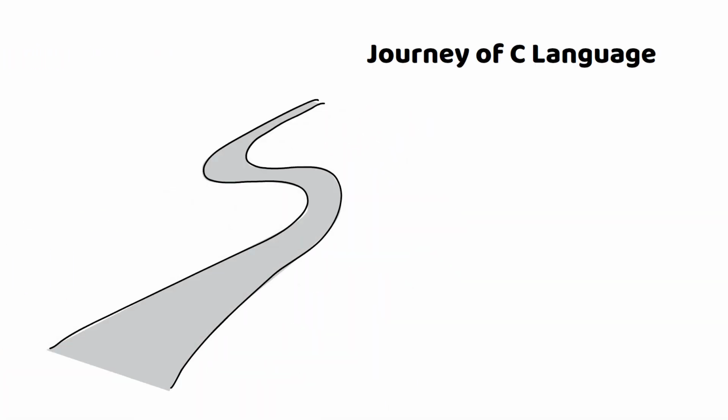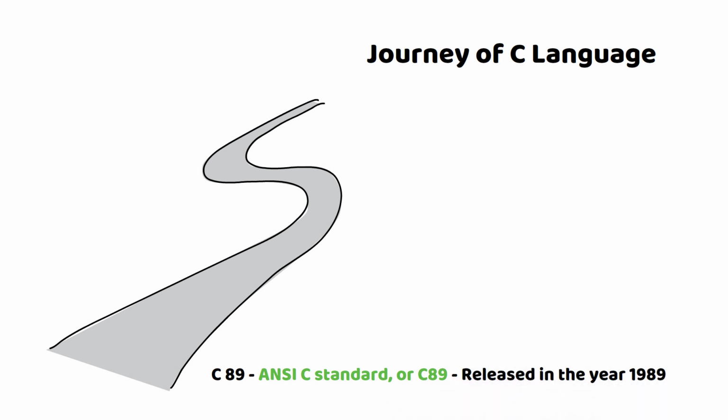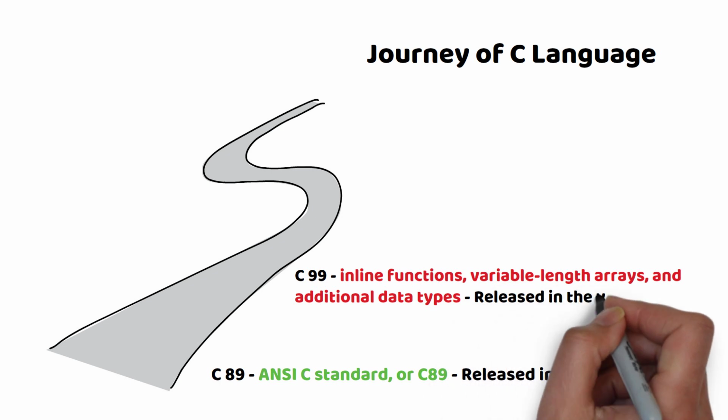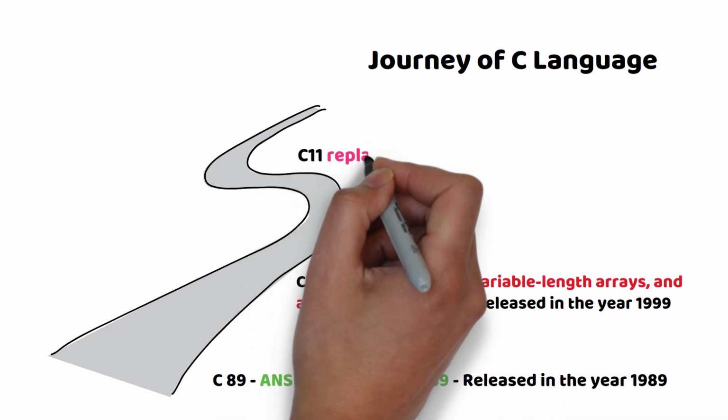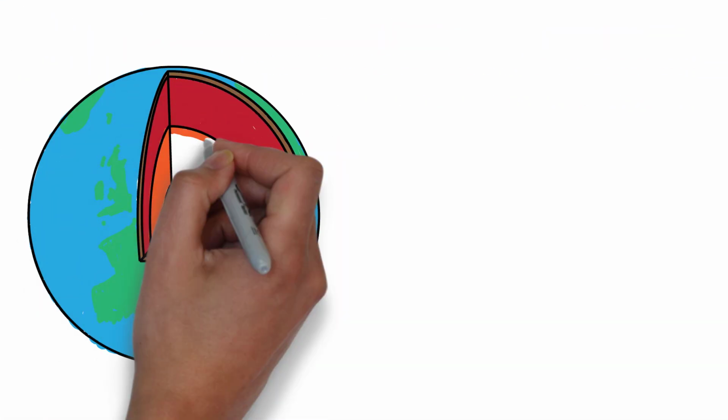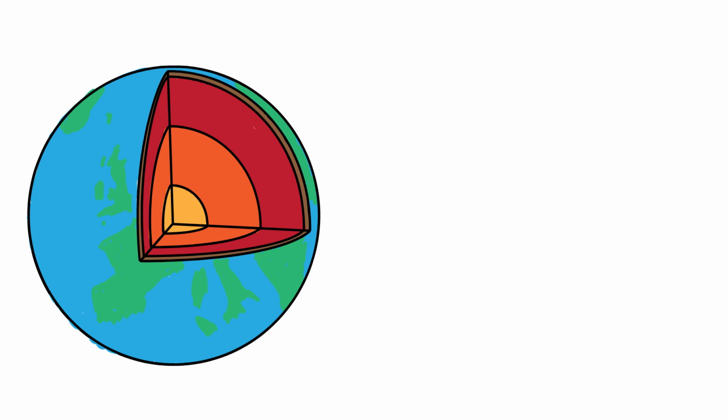Over the years, C has evolved through various versions. The first standardized version, C89, was released in the year 1989. Later versions like C99 and C11 introduced features like inline functions and multi-threading support. However, the core of the C programming language has remained remarkably consistent.